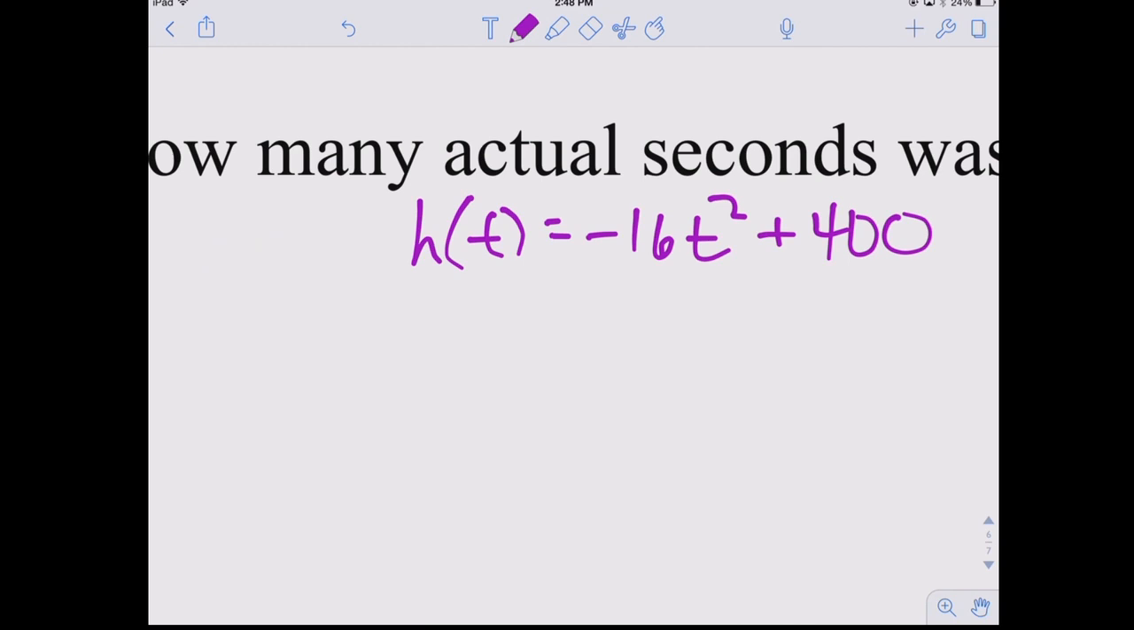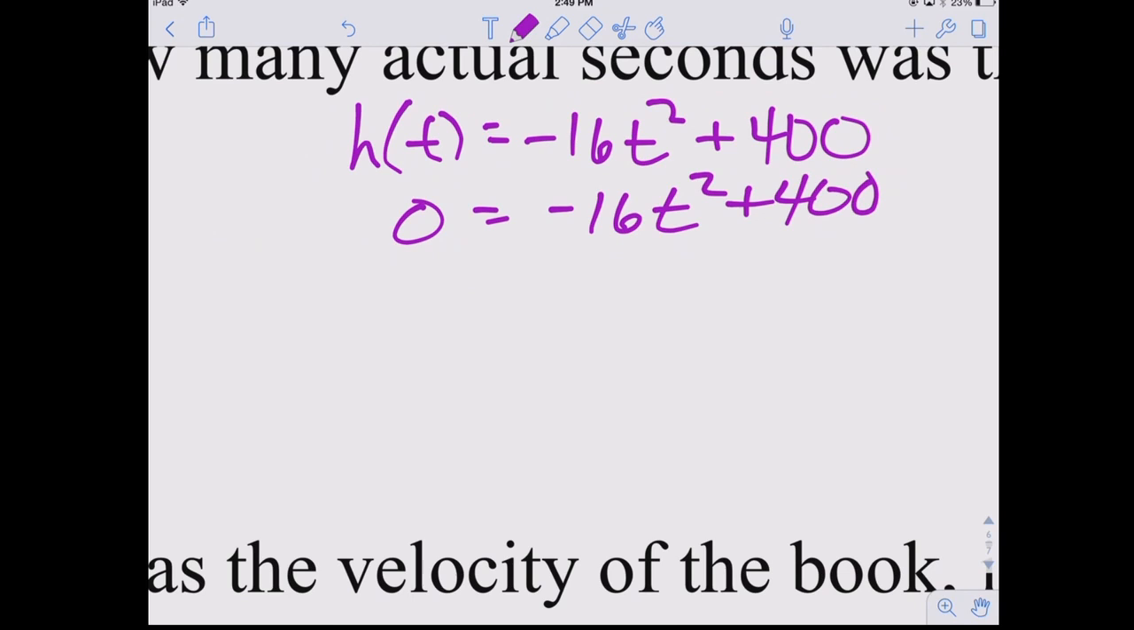Thank you. So you have to make that insight. When the book hits the ground, its height is 0. So we've got to set it equal to 0. And now I have a parabola, a quadratic. I'll separate the variables. Still not picking up a calculator.